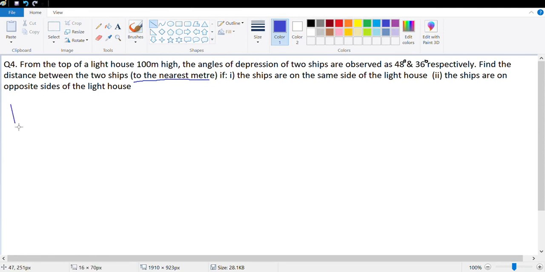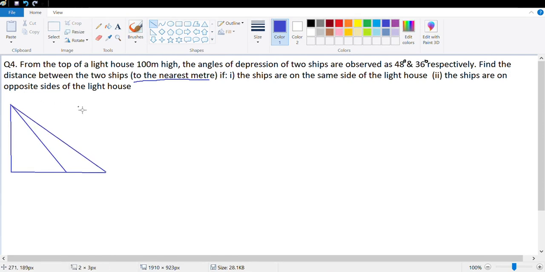So let's just draw a rough diagram. So this is my lighthouse, and we have the two ships coming. First ship, the angle of depression is given as 48 degree. The second ship, the angle of depression is given as 36 degree. Perfect.